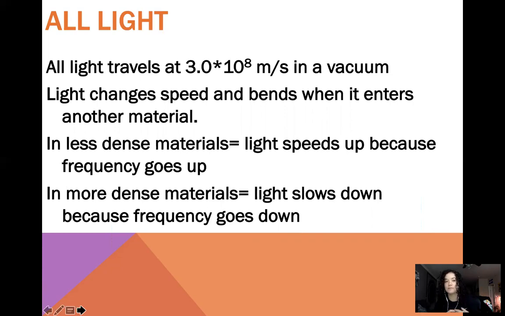it enters materials. So in less dense materials, our light will speed up because the frequency will go up. In more dense materials, the light will slow down because the frequency will go down. Remember, our frequency is kind of like how many wavelengths we get per second. So if we have less stuff, less density, more of that light can get through. If we have more dense material, so there's more stuff for the light to pass through, it's going to slow the light down because it can't move as freely through the material.